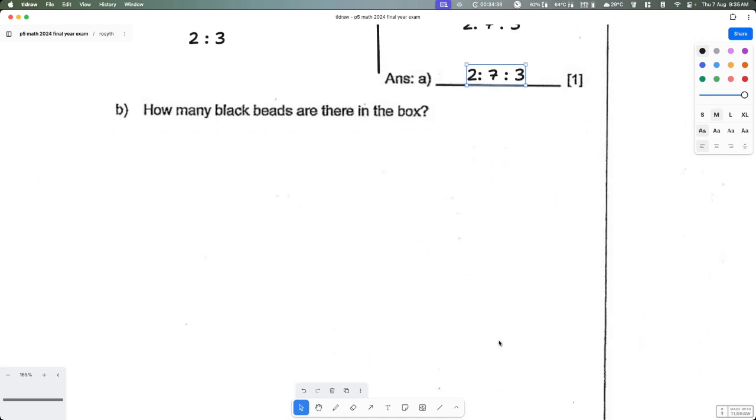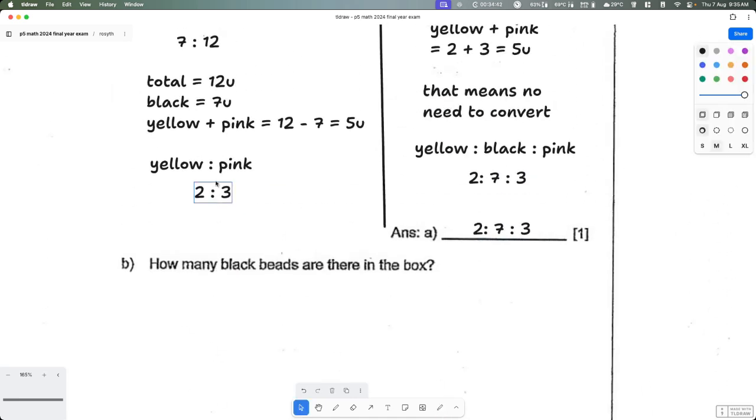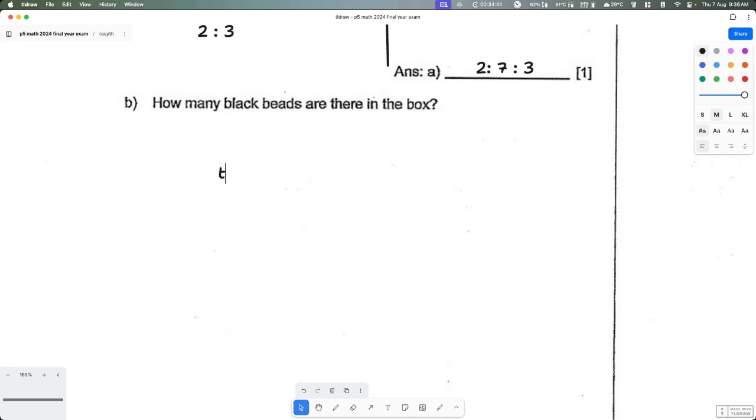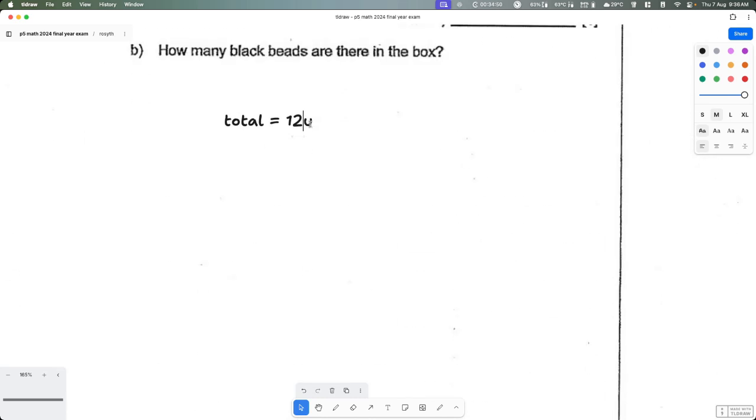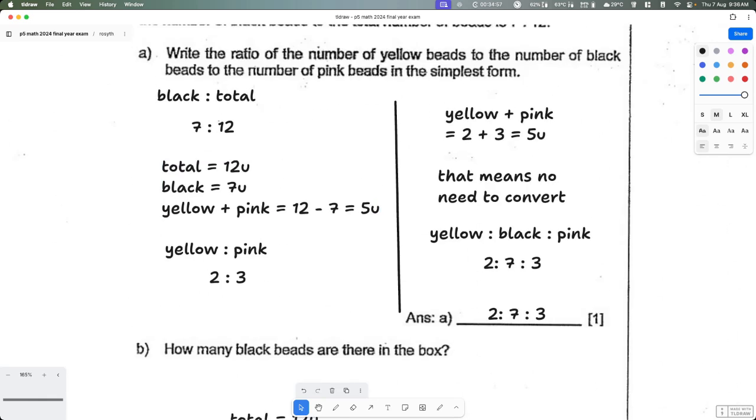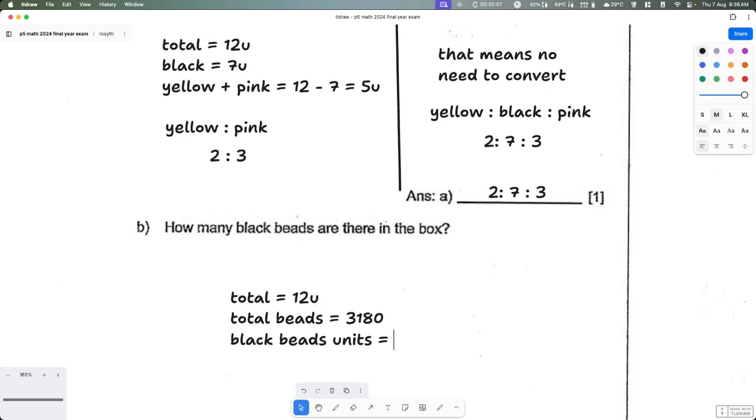Let's move on to B. How many black beads are there in the box? Okay, so we know the total is equal to 12 units, and the total is 3180. Total beads is equal to 3180. So how many black beads are there? So black beads is 7 units.